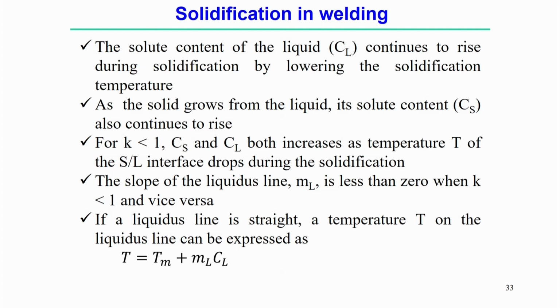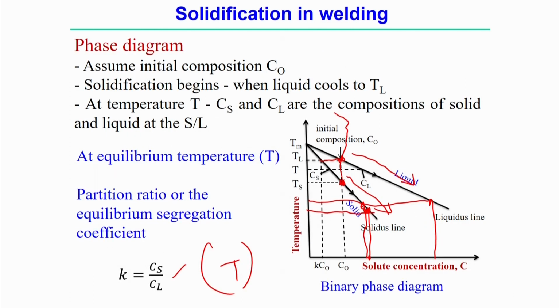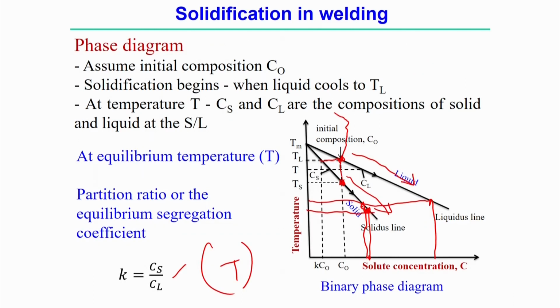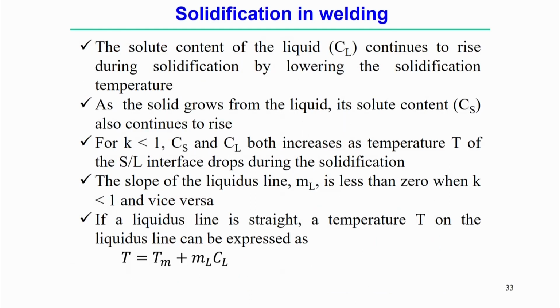The slope of the liquidus line, ML, is less than 0 when K is less than 1, and vice versa. Here we can see in this diagram that the slope is basically negative in this case when K is less than 1, and of course vice versa is also correct.